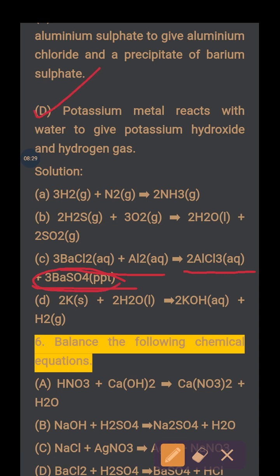The fourth one: potassium metal. Potassium is a very reactive metal. Potassium metal reacts with water to give potassium hydroxide. Then we write 2K in solid state plus 2H2O gives 2KOH plus H2.